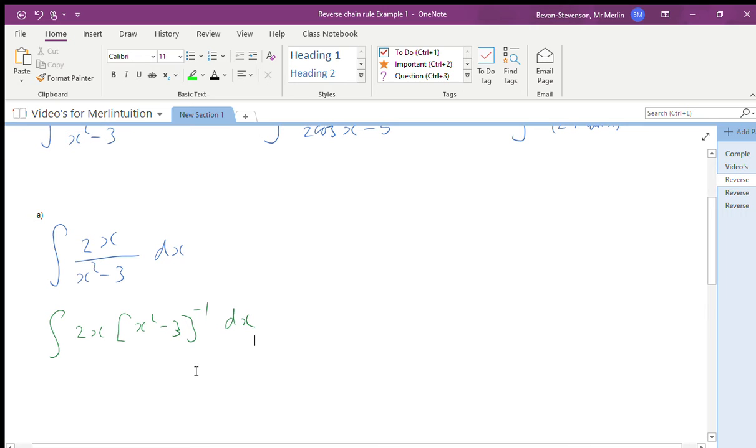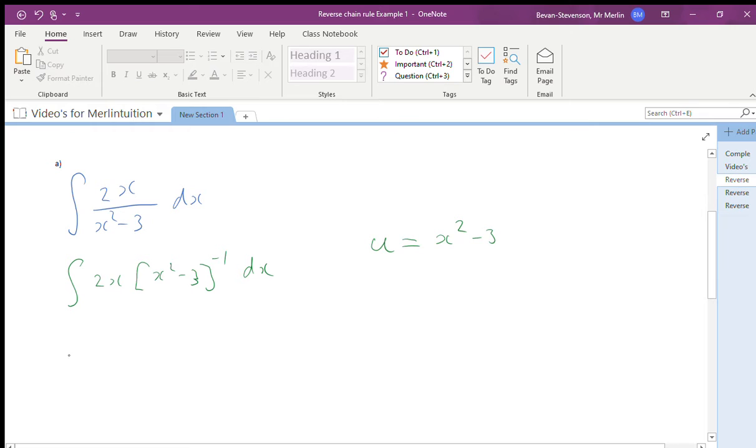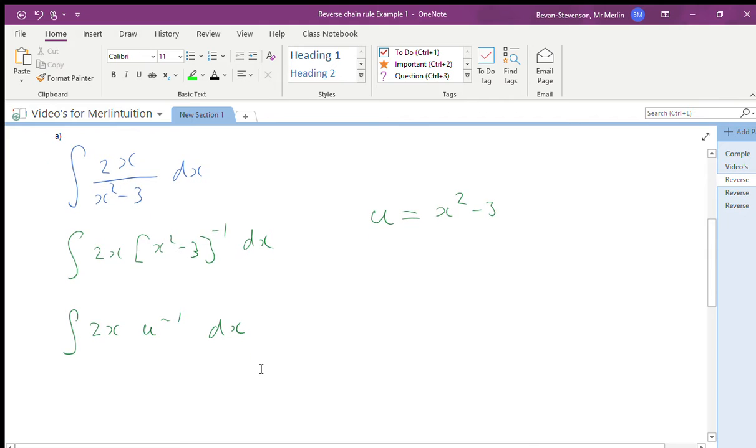So what we're going to do is use a substitution to deal with this, much like we have in differentiation. We say that u is x squared minus 3, which means we are now trying to integrate 2x times u, which was x squared minus 3, to the minus 1 dx. Now, we don't want to be trying to integrate u with respect to x, we want to be integrating with respect to u. So we're going to have to use some chain rule.